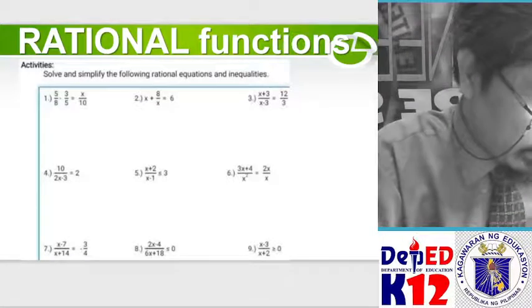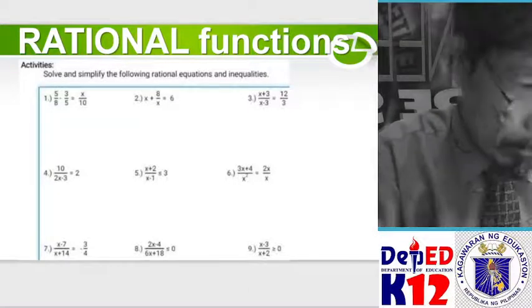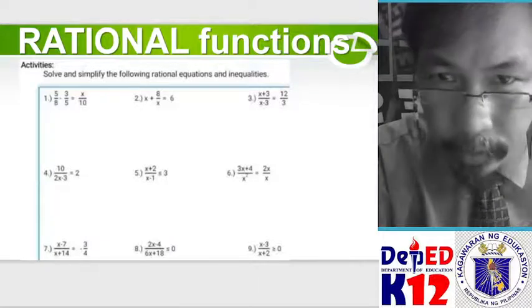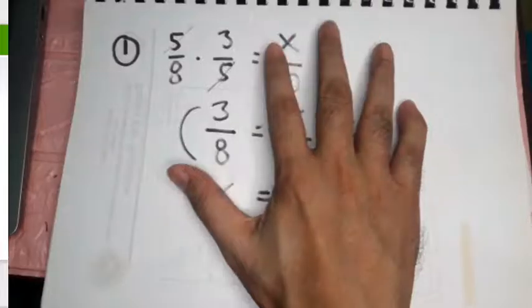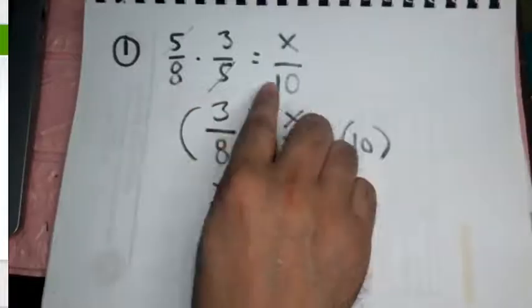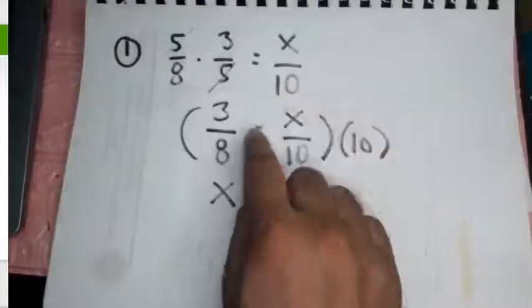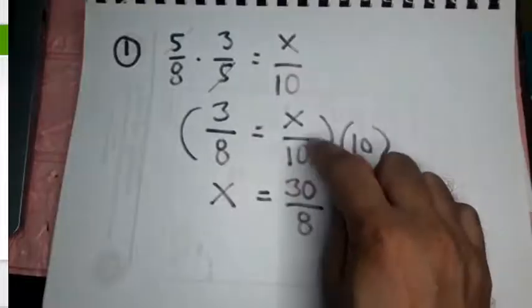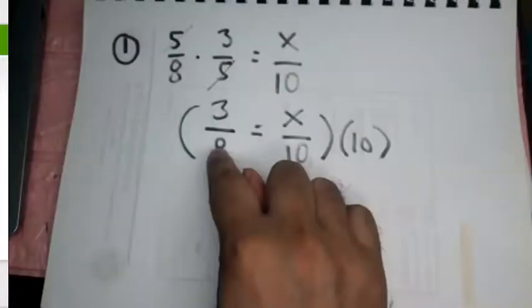So we simplify and then we solve, because we are asked to solve and simplify. Sorry, I thought you were seeing my write up. So I wrote this equation from the given number 1 and simplified by cancelling out 5. So we have 3 over 8 is equal to x over 10. Then after which we multiply both sides by 10. So this will cancel out. 10 times 3 is 30 and divide by 8. So this is our final answer.